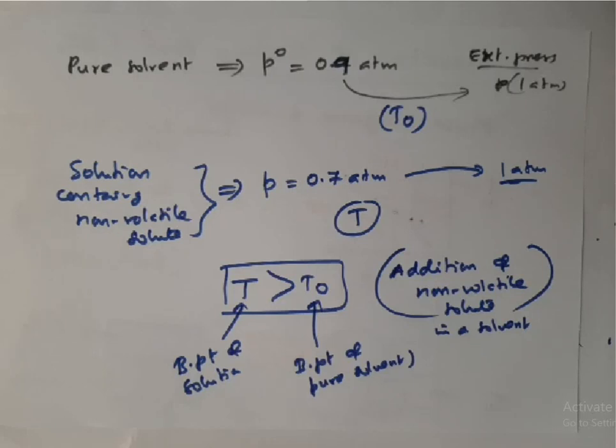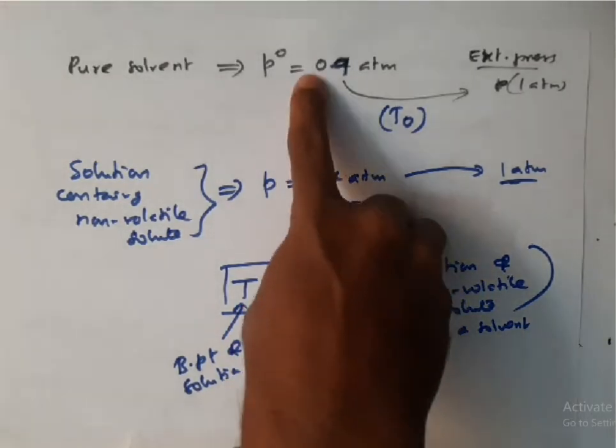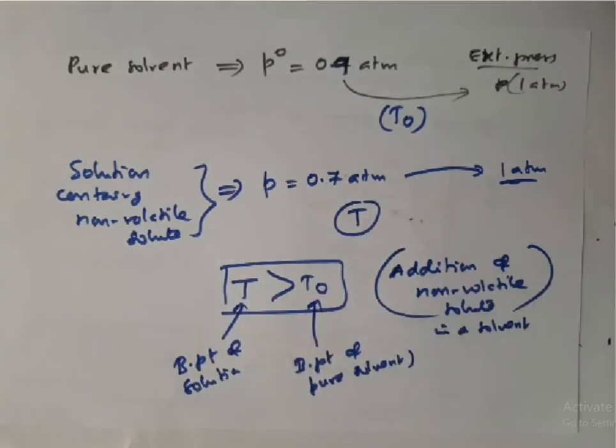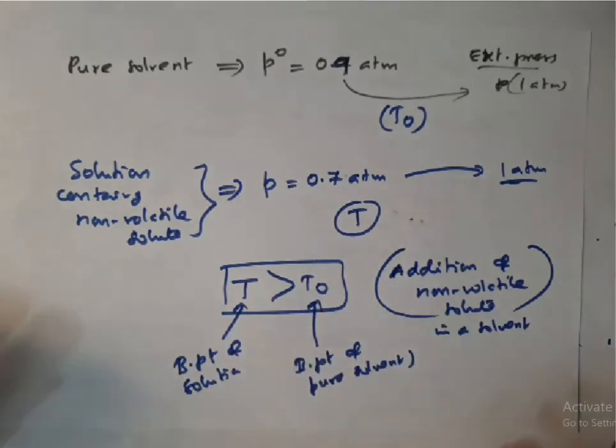So remember this, whenever you add a non-volatile solute, the boiling point of solution becomes high. Vapor pressure decreases, boiling point will increase. And take the difference T minus T naught, that is called elevation of boiling point. So what is elevation of boiling point? Let me write on the next page.